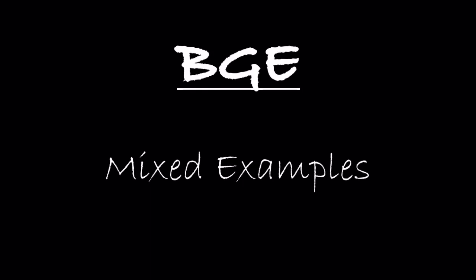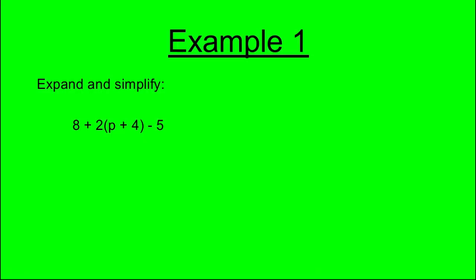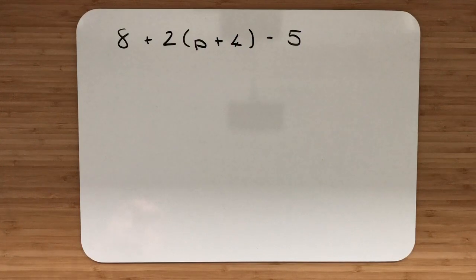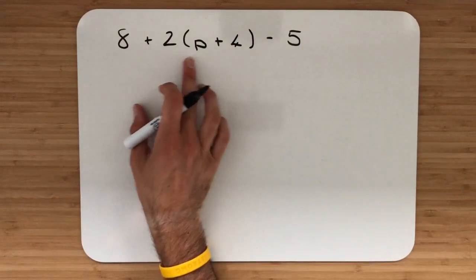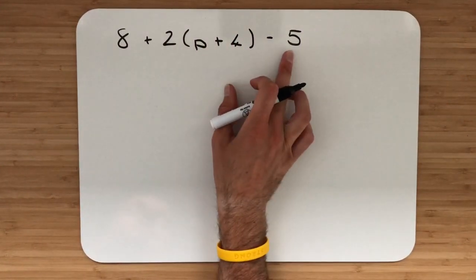This video will focus on mixed examples of expanding brackets from the broad general education. Example 1. Expand and simplify 8 add 2 bracket p add 4 subtract 5. Example 1, we have 8 add 2 bracket p add 4 subtracting 5.